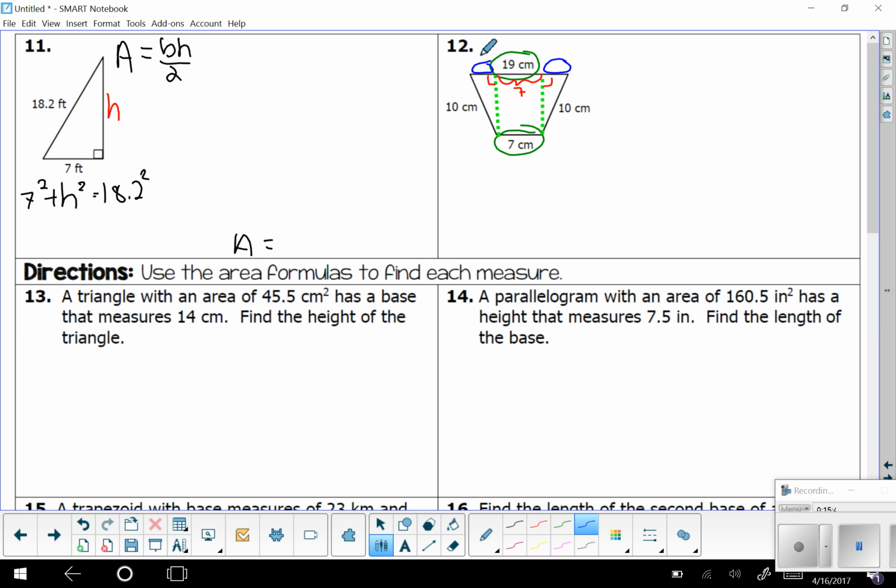Well, 19 minus 7 is what? Could you tell me? 19 minus 7 is 12. Okay, well, that means that this has to be 6 and that has to be 6. So now you could figure out what that is. And once you do that, I will at some point tell you what that area is.